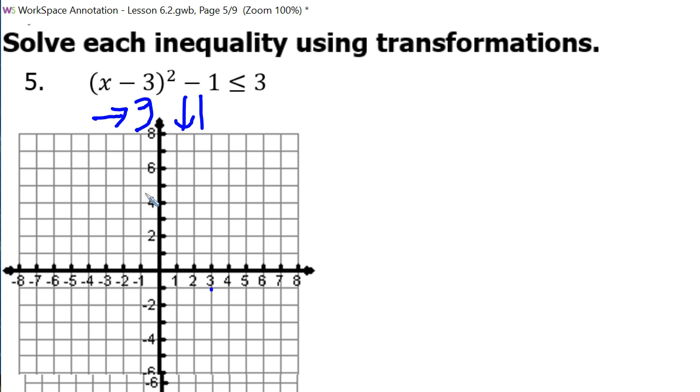If I go over 1, what is 1 squared? 1, so over 1 and up 1. If I go over 2, what is 2 squared? 4, so over 2 and up 4. You can't go to 2. If I go over 3, what is 3 squared? 9. Do we have enough room to go over 3 and up 9? Yes, we do. And that's because this translated 1 unit down. Connect those points.